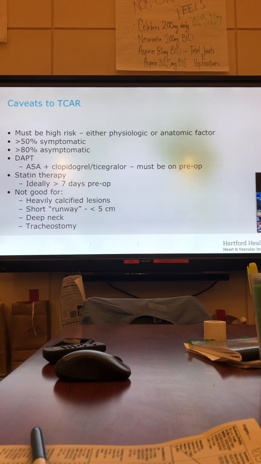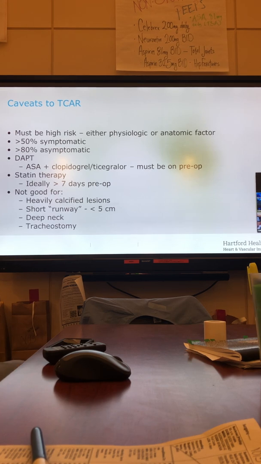Everybody's different. Every patient gets different instructions from different docs. It's important for all of us to be on the same page. You want them to be on a baby aspirin daily. You want them to be on either Plavix or Brilinta. Now, I prefer Brilinta because it has a higher response rate.